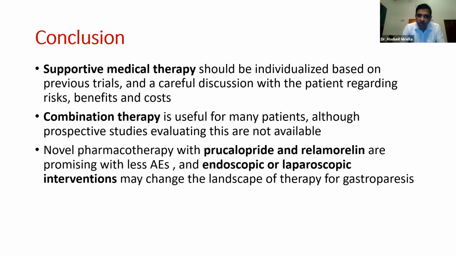And novel pharmacotherapy, which we have discussed, such as tradipitant and relamorelin, is promising, with much fewer side effects and the potential to be used long-term. Endoscopic and laparoscopic interventions may also change the landscape of therapy for gastroparesis and treatment of chronic nausea and vomiting.